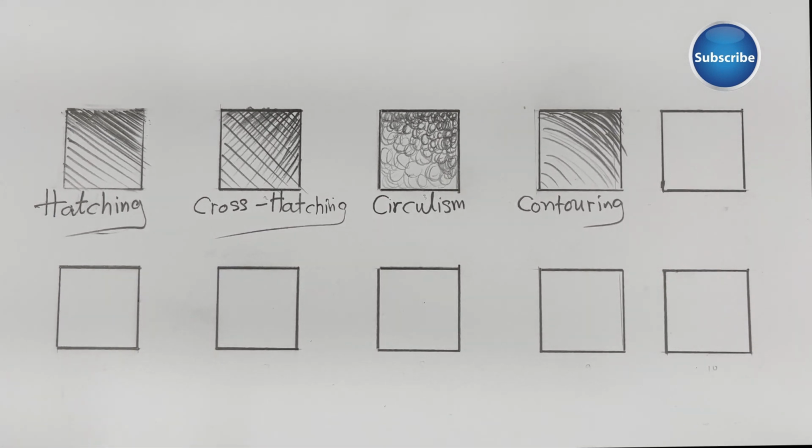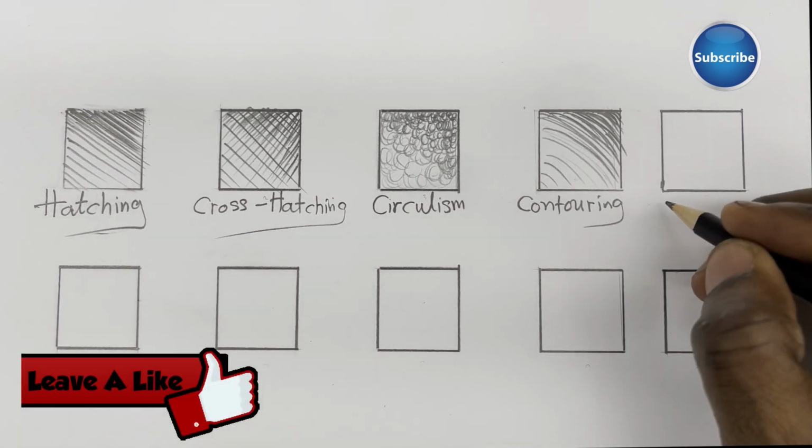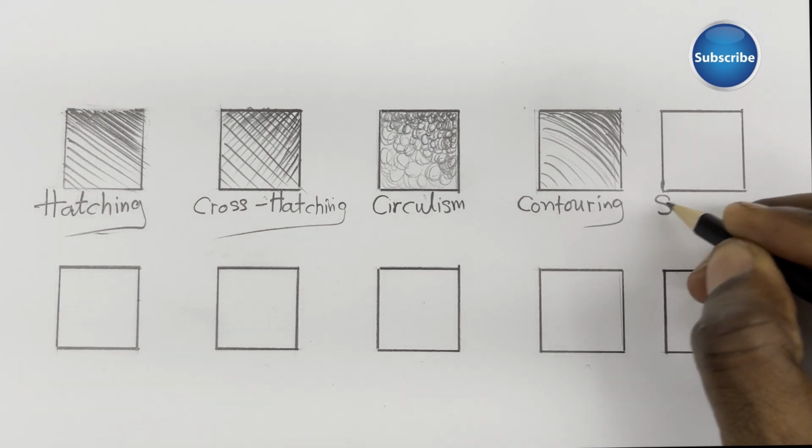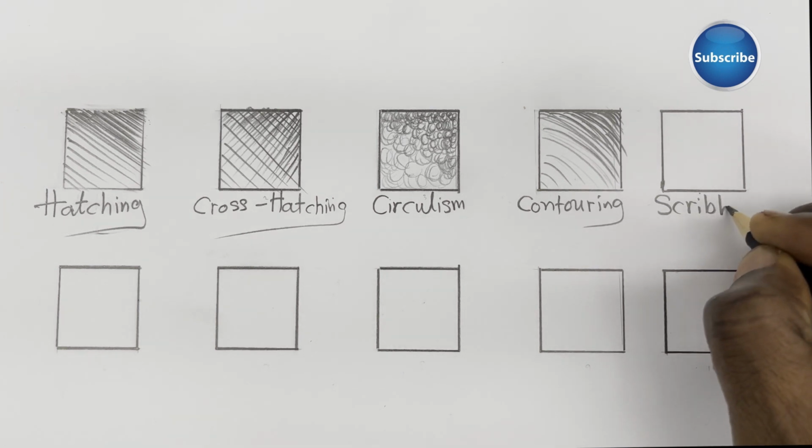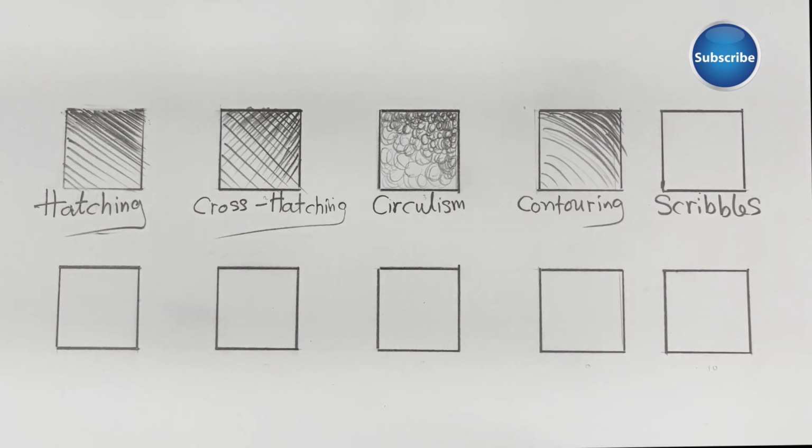All right, our next shading is going to be Scribbles. So let's have a look at this. Scribbles. Scribbles is just similar to the Securism, in a sense that the Securism has a way of shading where they follow one direction, but with the Scribbles it's just random shading.